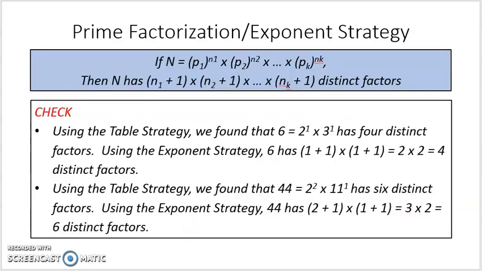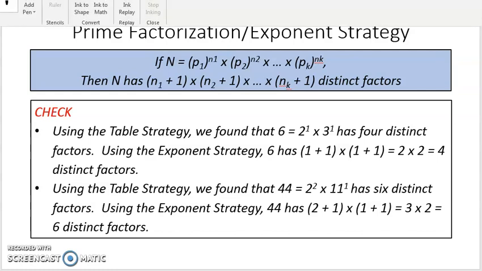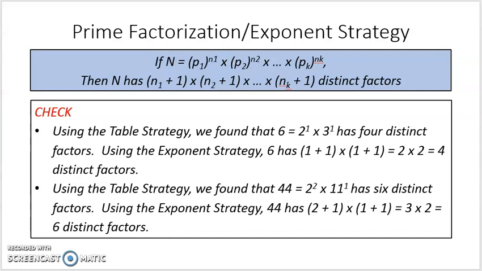So let's look at that last strategy. This is a strategy that uses the exponents alone rather than the table. So we'll call that the prime factorization exponent strategy. So here it is in general. In blue, if your number is prime 1 raised to the n1, prime 2 raised to the n2, and it doesn't matter how many primes you've got, prime k raised to the nk, then there would be n1 plus 1 times n2 plus 1 times as many as you have, nk plus 1 distinct factors.